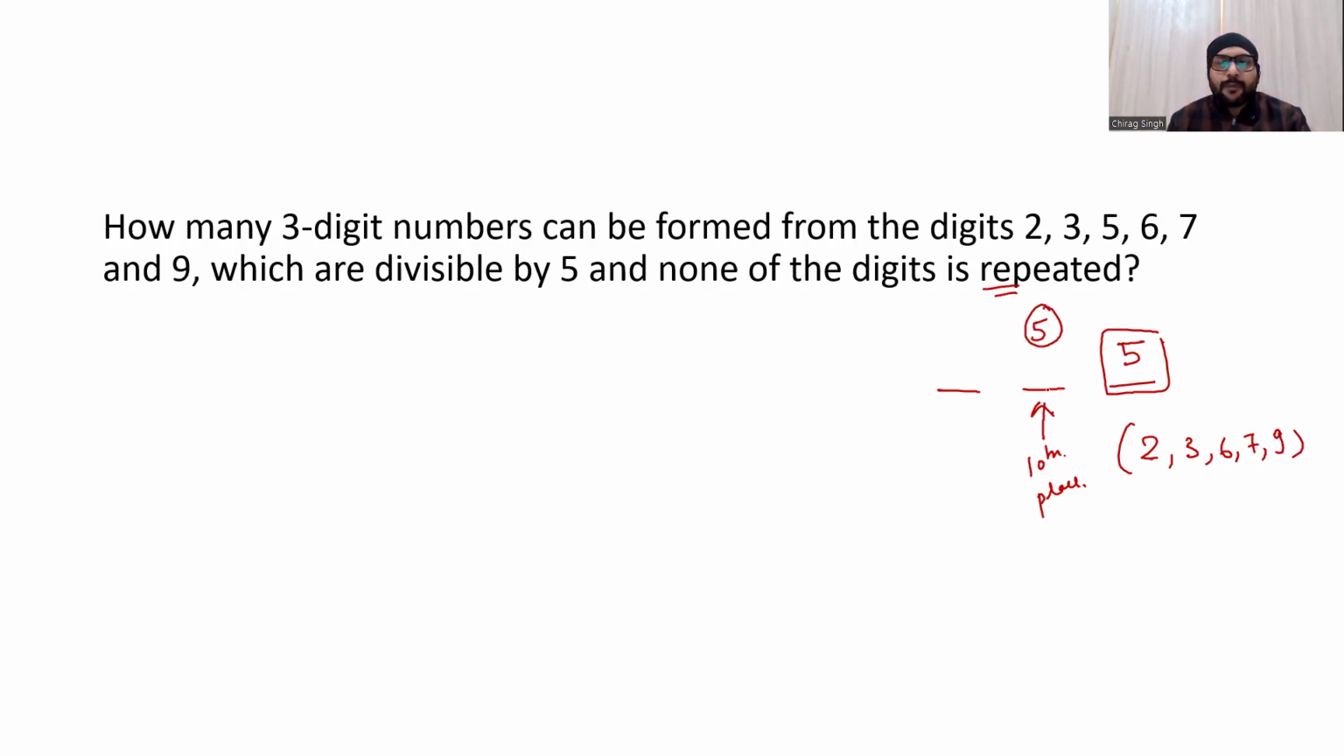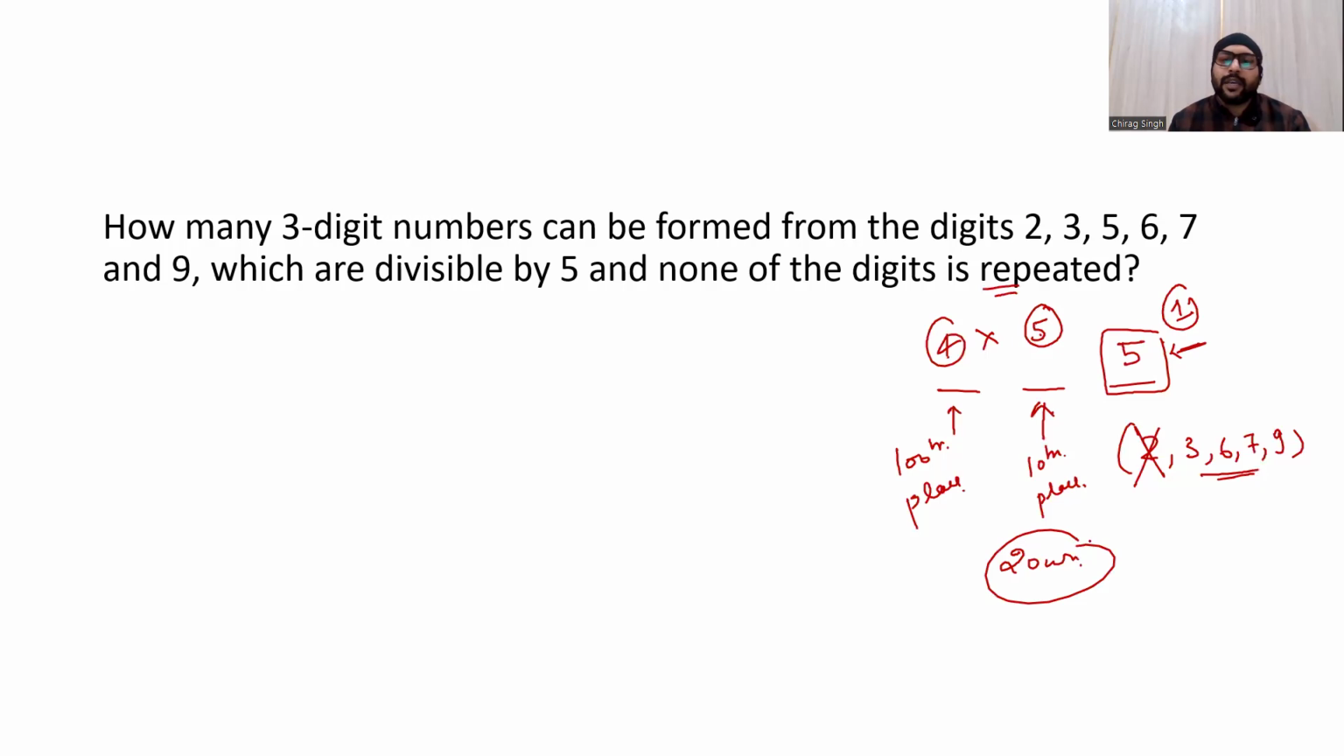Okay. Whatever number is used at the 10th place, let's say I have used 2. So 2 is eliminated. 2 cannot be repeated again. So for the 100th place, how many choices I am left with? 4 choices. So into 4. So 5 into 4 है कितना? 20 ways. और यहां पर तो सिर्फ 5 ही आ सकता है, तो इसके लिए ओनली 1 वे है. तो 5 into 4 into 1, that is 20 ways. बताओ बेटा, आया समझ में?